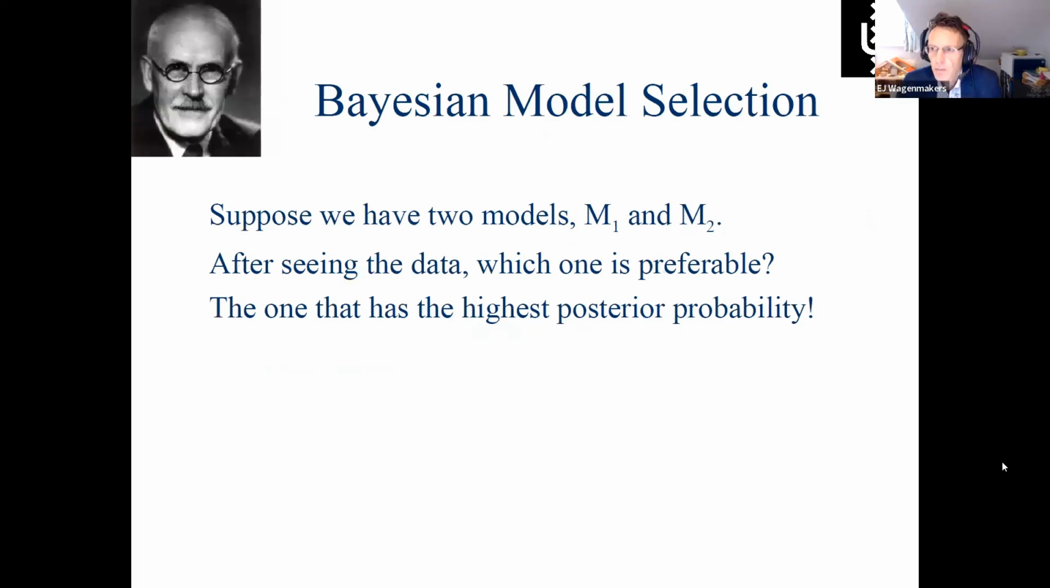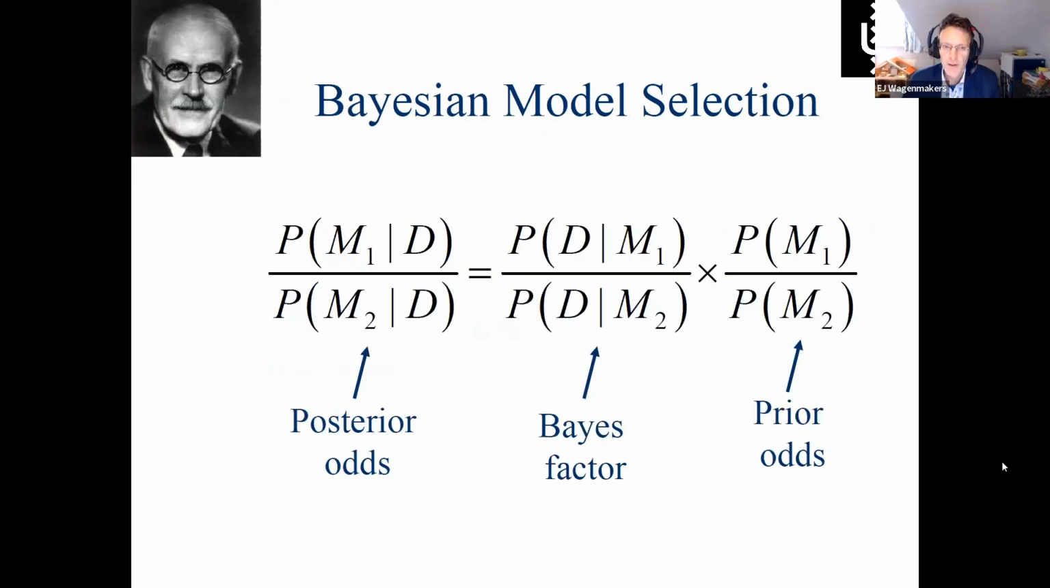So we can apply this framework to model selection or hypothesis testing. You see Harold Jeffreys there in the top left corner. Suppose we have two models. Could be the null hypothesis and the alternative hypothesis, could be model 1 and model 2. But we can ask, after seeing the data, which one is preferable? It's the one that has the highest posterior probability.